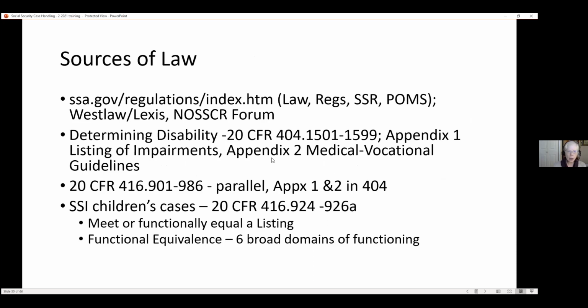Sources of law. SSA.gov has a lot, but keep in mind that SSA.gov is not always updated. Right now, I think the last time I checked, the regulations on SSA.gov had been updated as of maybe April 2020. Anyway, not yesterday. They used to be better about this. So you need to go to Lexis or Westlaw to make sure that you're actually using the correct regulation before you write a brief, or when you write a brief. SSA.gov is also where the regulations are, where the Social Security rulings are, where POMS is. And for SSI kid cases, the rules are different, and this is where they are. We're going to do a separate section just on that. You can sign up for that, and that would be very helpful.